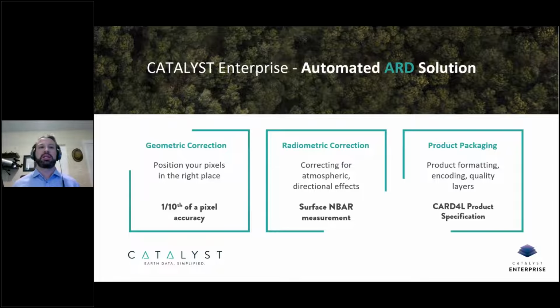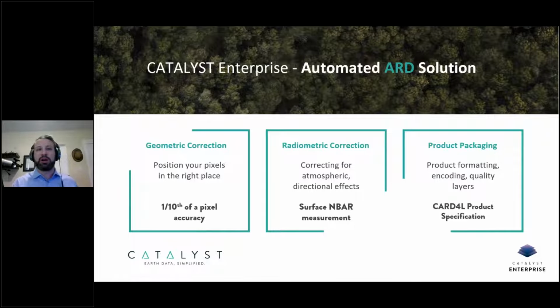But we've recently released this new capability called super registration. And what this allows us to do is to take already orthorectified imagery where there is no associated math model to it, and we can further correct that imagery and get it to 1/10 or even better of a pixel accuracy. So this is one of the values of our geometric correction workflow.